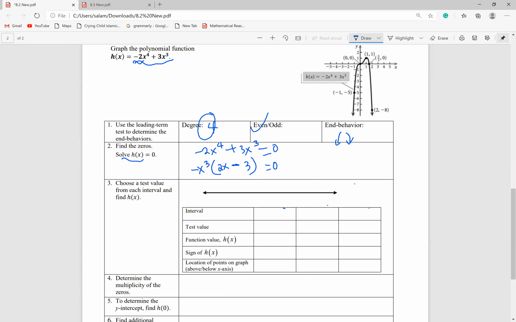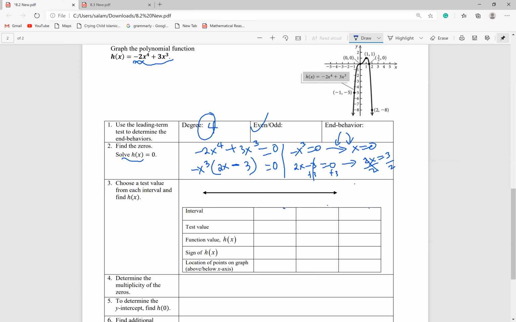And what does this mean? That simply means negative x cubed equals 0, and this implies that x equals 0. Then 2x minus 3 equals 0. This implies, you can add 3 to both sides, so you have 2x equals 3. You have x equals 3 over 2. So now we have x equals 3 over 2.